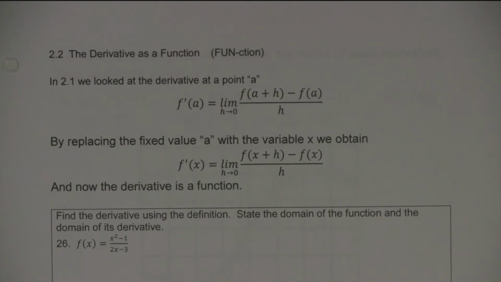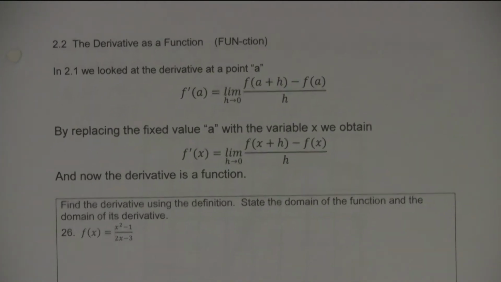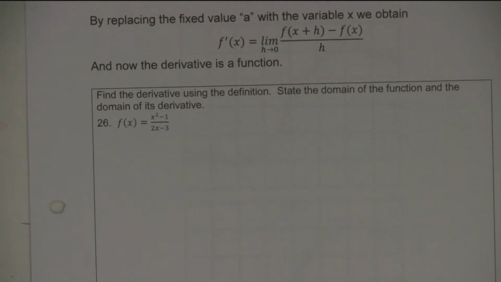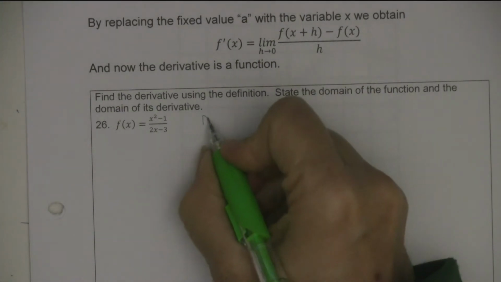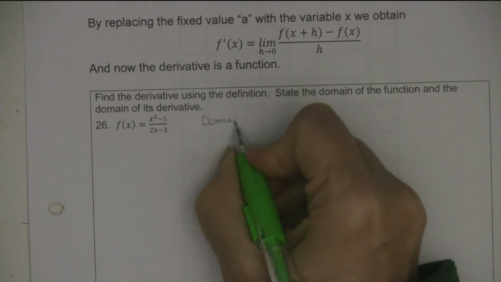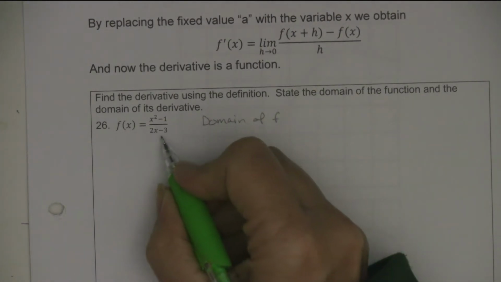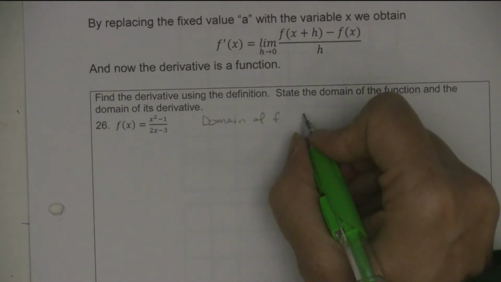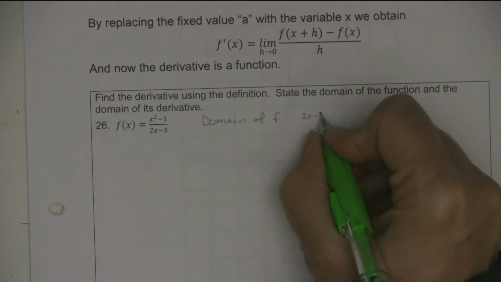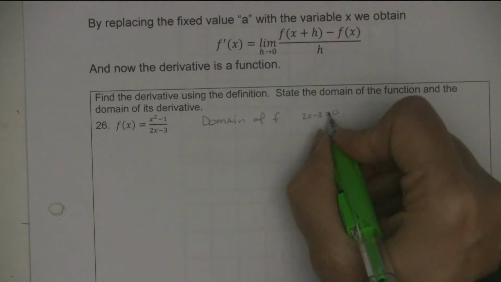So here they're asking us, this is problem 26, find the derivative using the definition, state the domain of the function, and also the domain of its derivative. So let's start off by saying the domain of f. Well, the denominator can't be 0. That wouldn't be allowed, right? So we know that 2x minus 3 should not be 0.